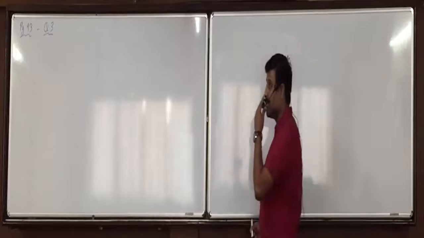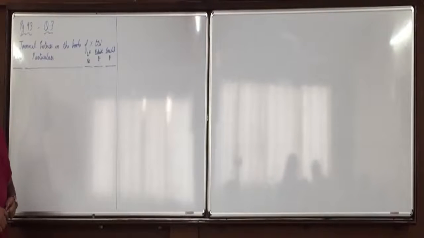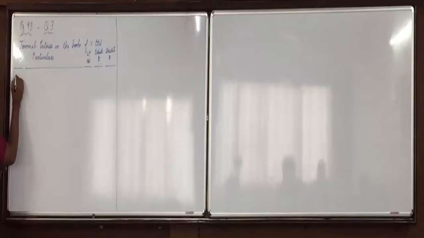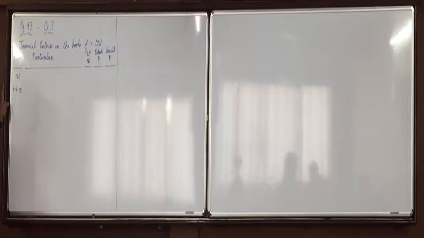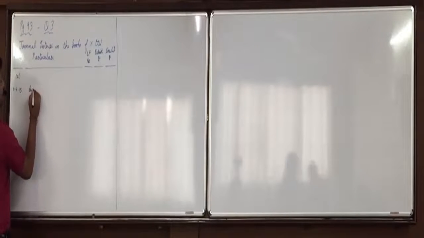Journal entries in the books of X Limited. Make the format, everyone. Now be attentive. Now first option A. On which date the debentures are issued? 1/4/15. Okay, first the entry with assets account debit.